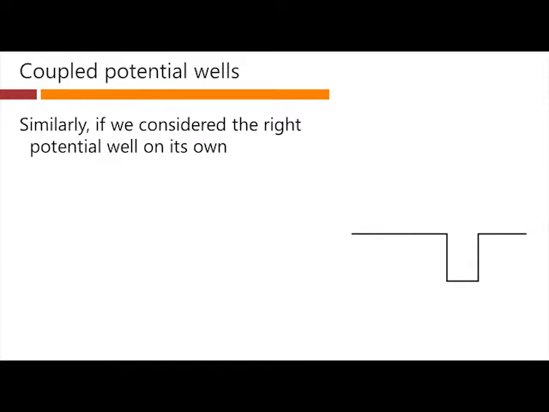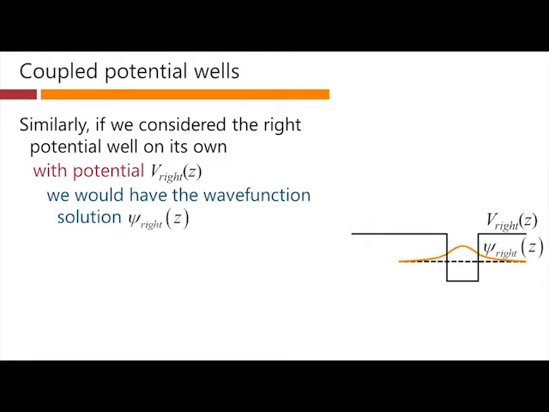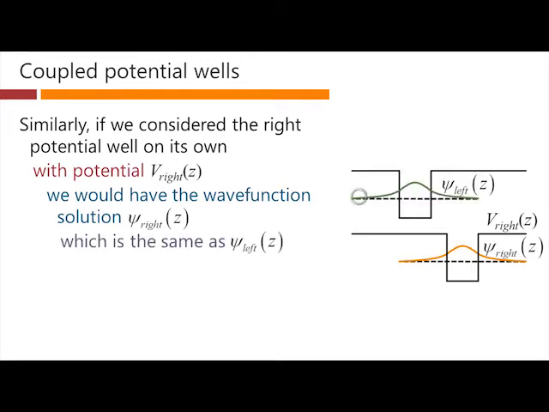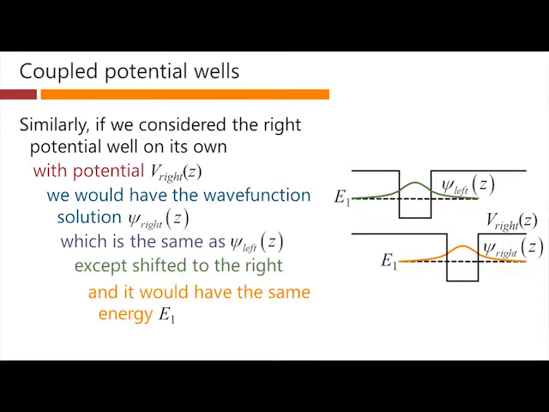Similarly, we could consider just the right potential on its own, so just this potential well here with no potential well on the left. And we would call the potential here V right of z. And we would similarly be able to solve for this wave function, psi right of z, which is just the same as the one we solved for psi left of z, but shifted over to the right. And of course it would have the same eigenenergy E1.